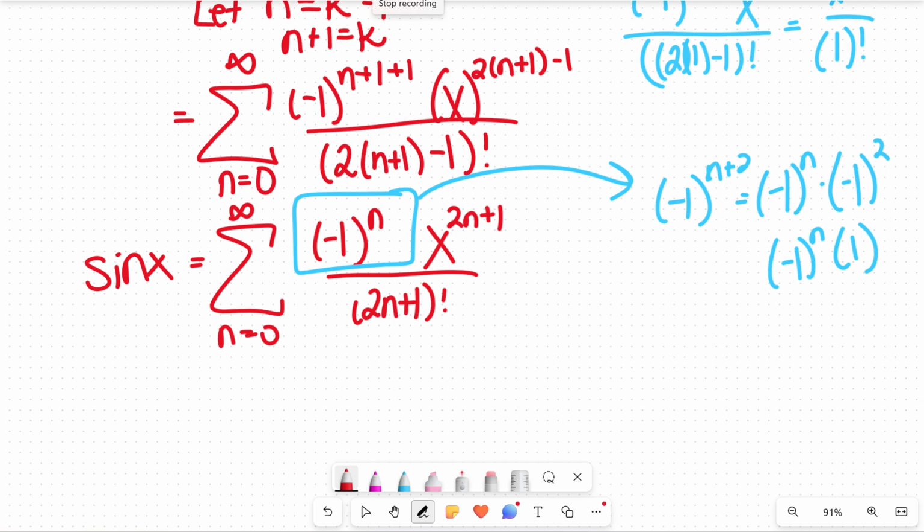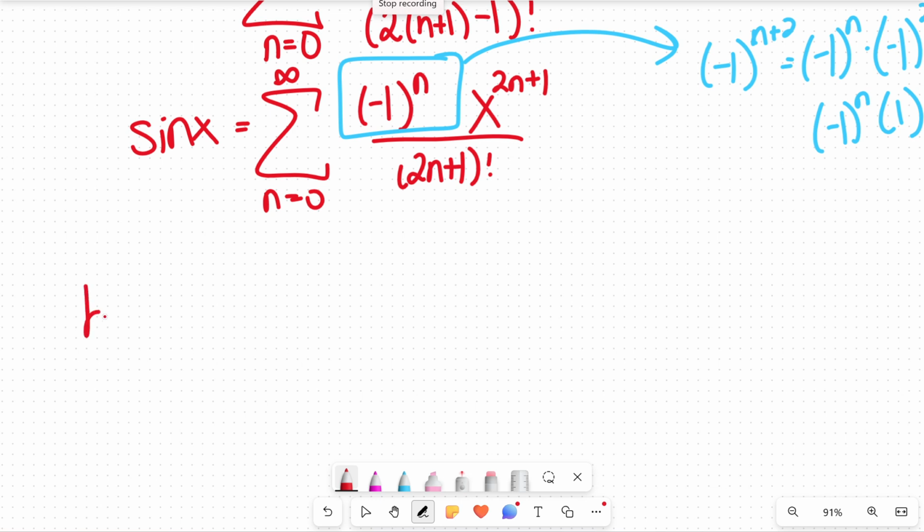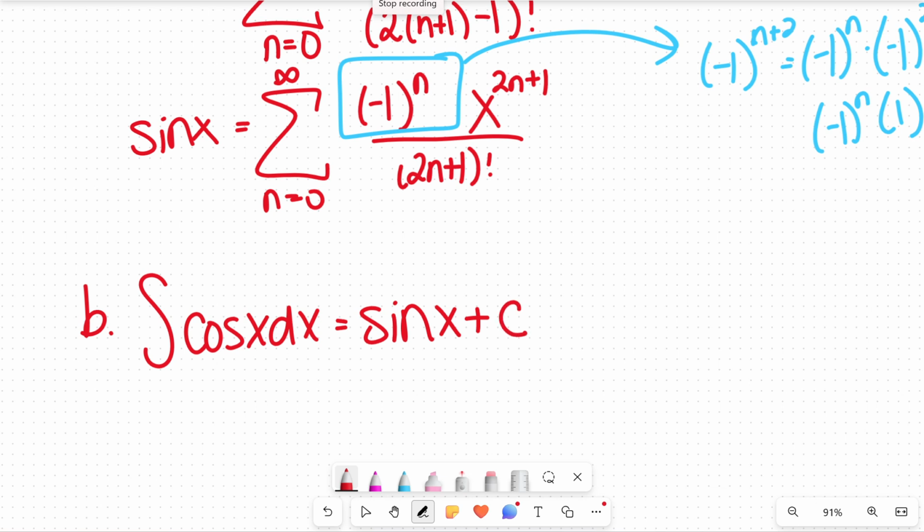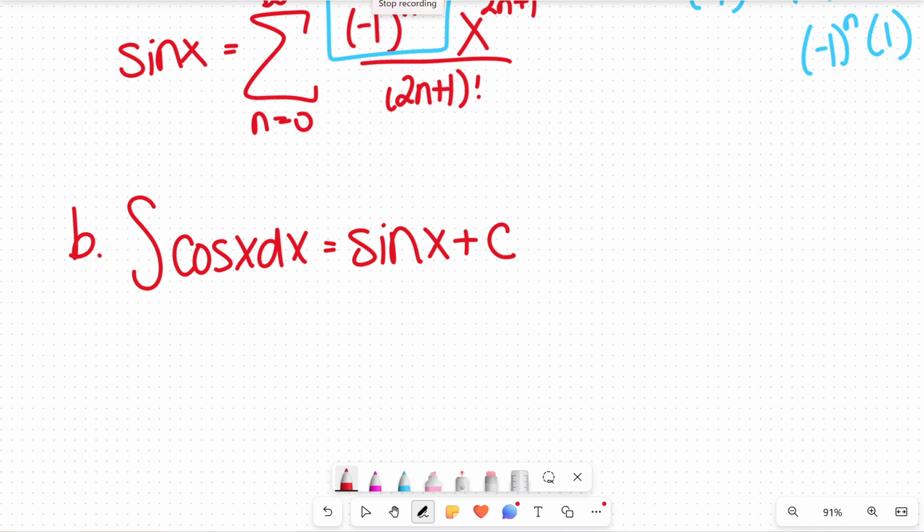So we're going to do the same process again, but with integration. So for part B, I know that when I go to integrate cosine x dx, I get sine x plus c. Now, when we're working with integration, we always want to be working with a definite integral. We don't have indefinite integrals when we're working with Maclaurin series expansion.